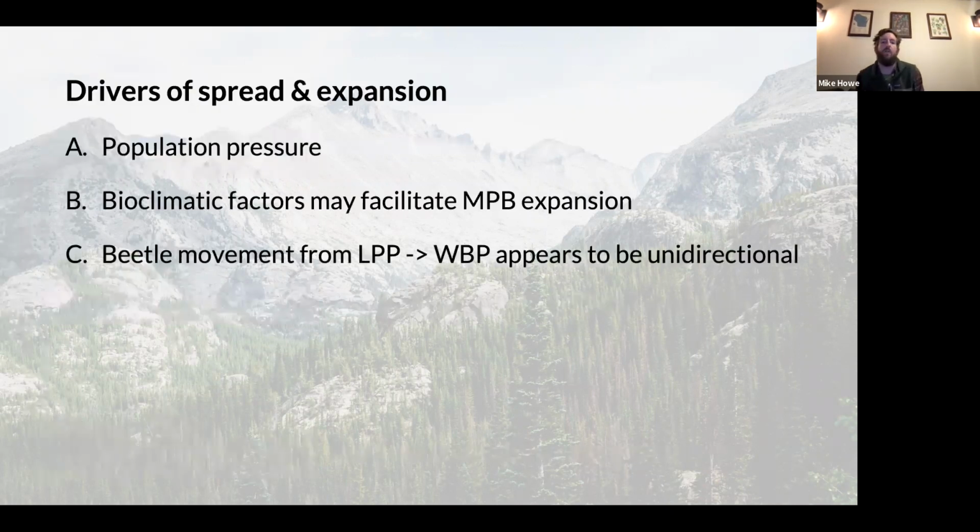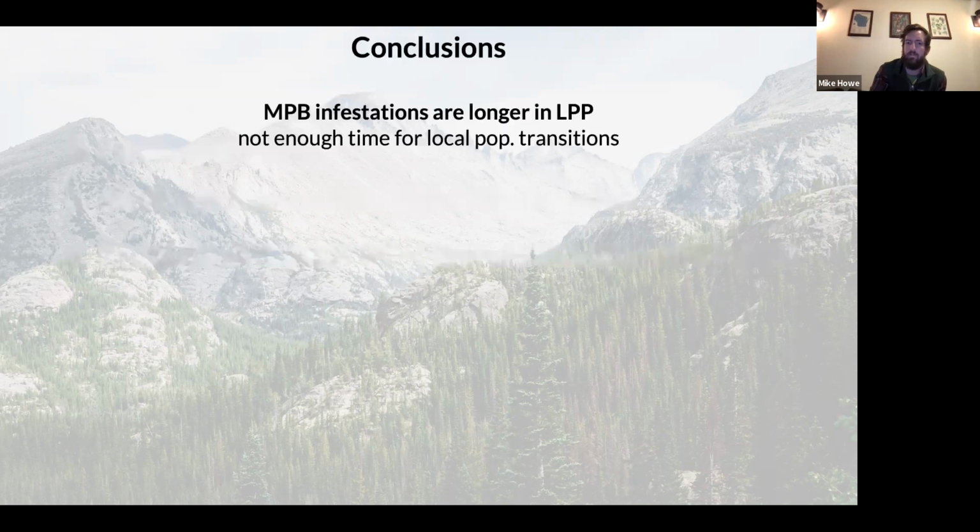Okay, so the reason that that's important is we have identified that the primary drivers of spread and expansion are population pressure and perhaps bioclimatic factors, but that effect seems to be a little bit more weak. But we also have this second piece of evidence that suggests that beetle movement from lodgepole pine to whitebark pine is more or less unidirectional.